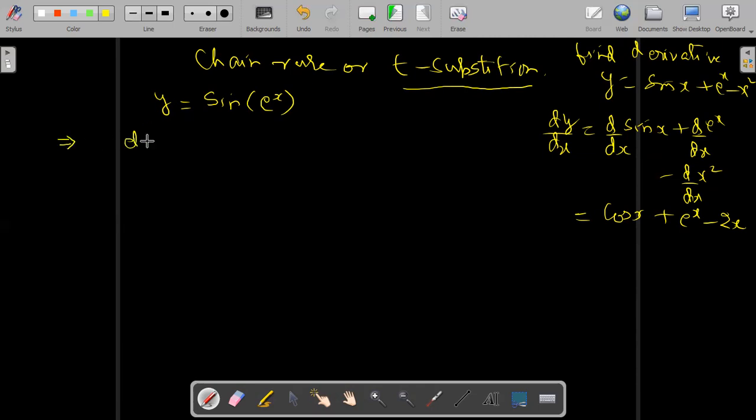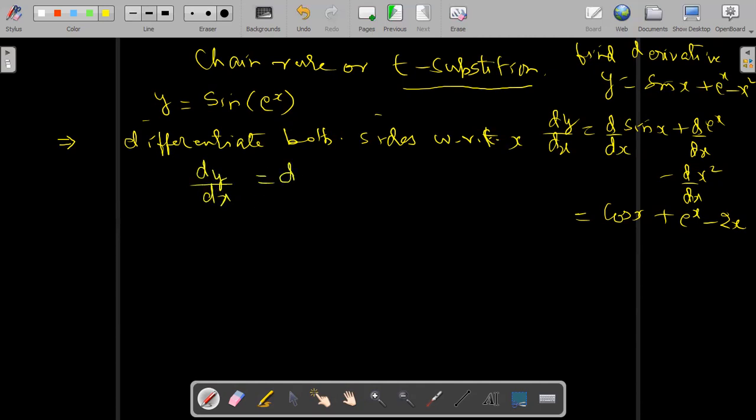So first we have to find the derivative. First we will write: differentiate both sides with respect to x. Okay. So dy by dx, this is our aim. We have to find dy by dx. It is equal to d by dx of sin of e to the power x.